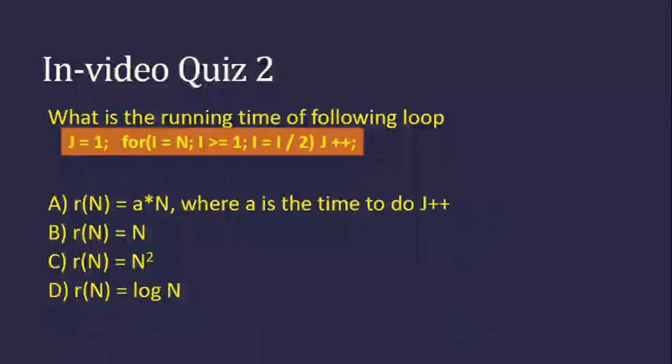So let us consider another quiz. What is the running time of the following loop? j is equal to 1, and then we have a for loop which starts from i is equal to n, i greater than or equal to 1, and i is equal to i divided by 2. In every iteration of this for loop, i is getting reduced by half, and the i loop starts at n and runs until i reaches a value of 1. So how many times will this j plus plus be executed?